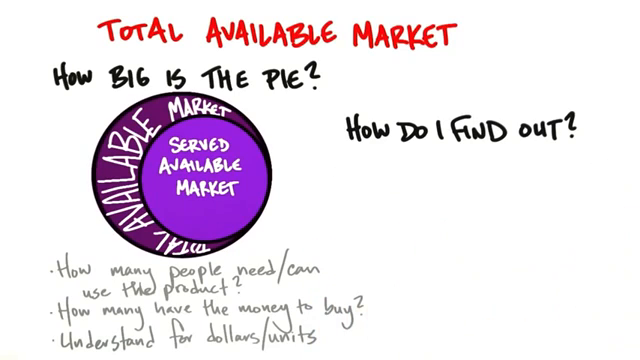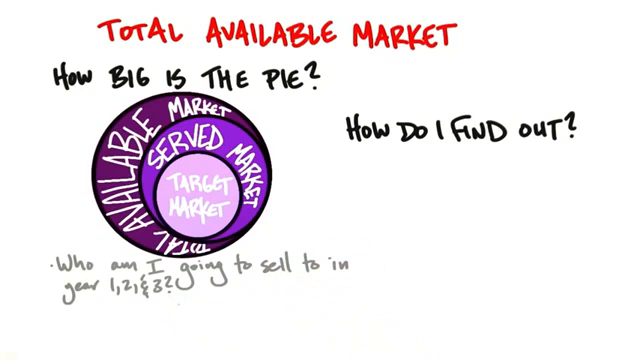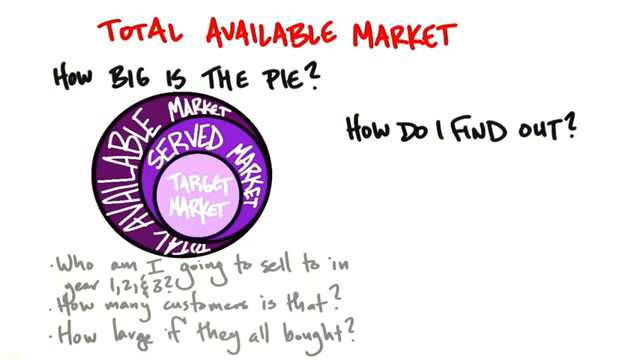Well, this is one where you're really out of the building and talking to customers. And then I think of this, again, using the pie analogy. The first step was trying to understand the number of people in the world, but now we can narrow it down, if I have an Android app, to the number of Android-capable phones, and then down to how many would buy at my price. But now we really want to get pretty specific. Who exactly am I going to sell to in years 1, 2, and 3? How many customers is that? How large is the market if they all bought?